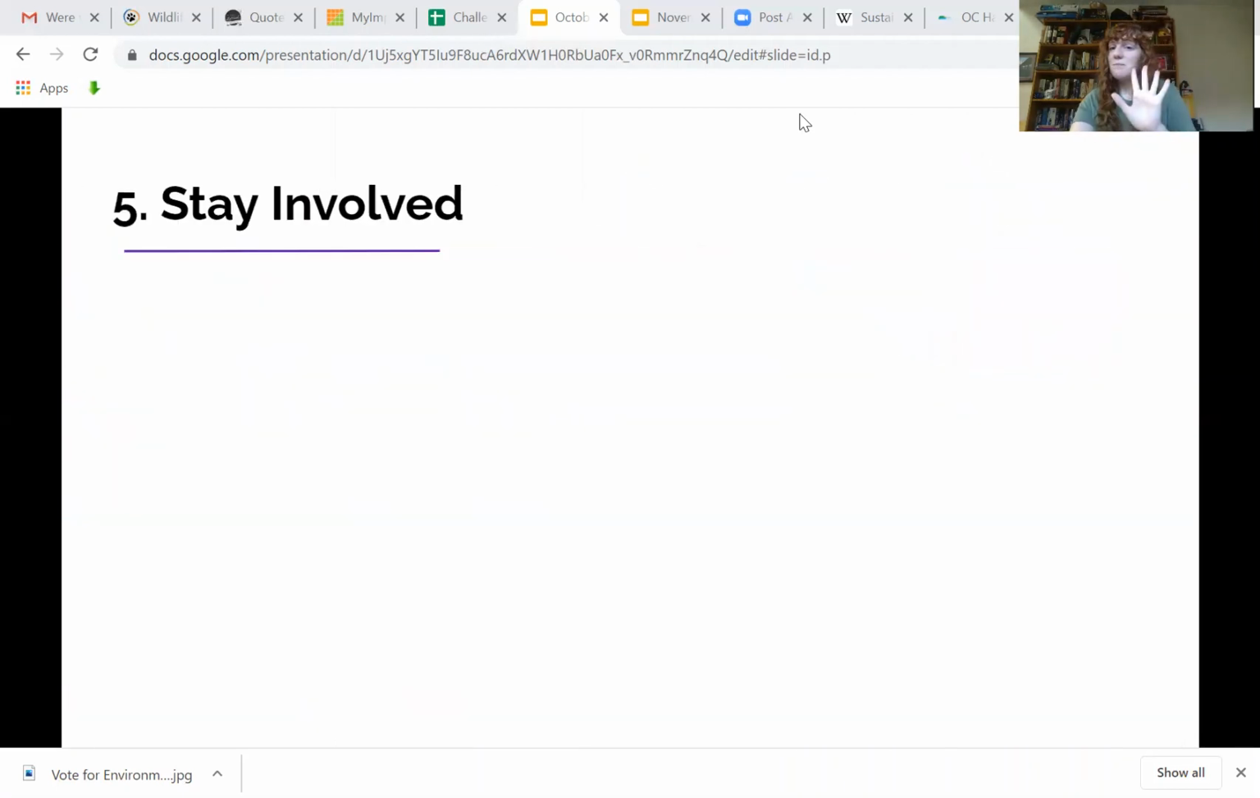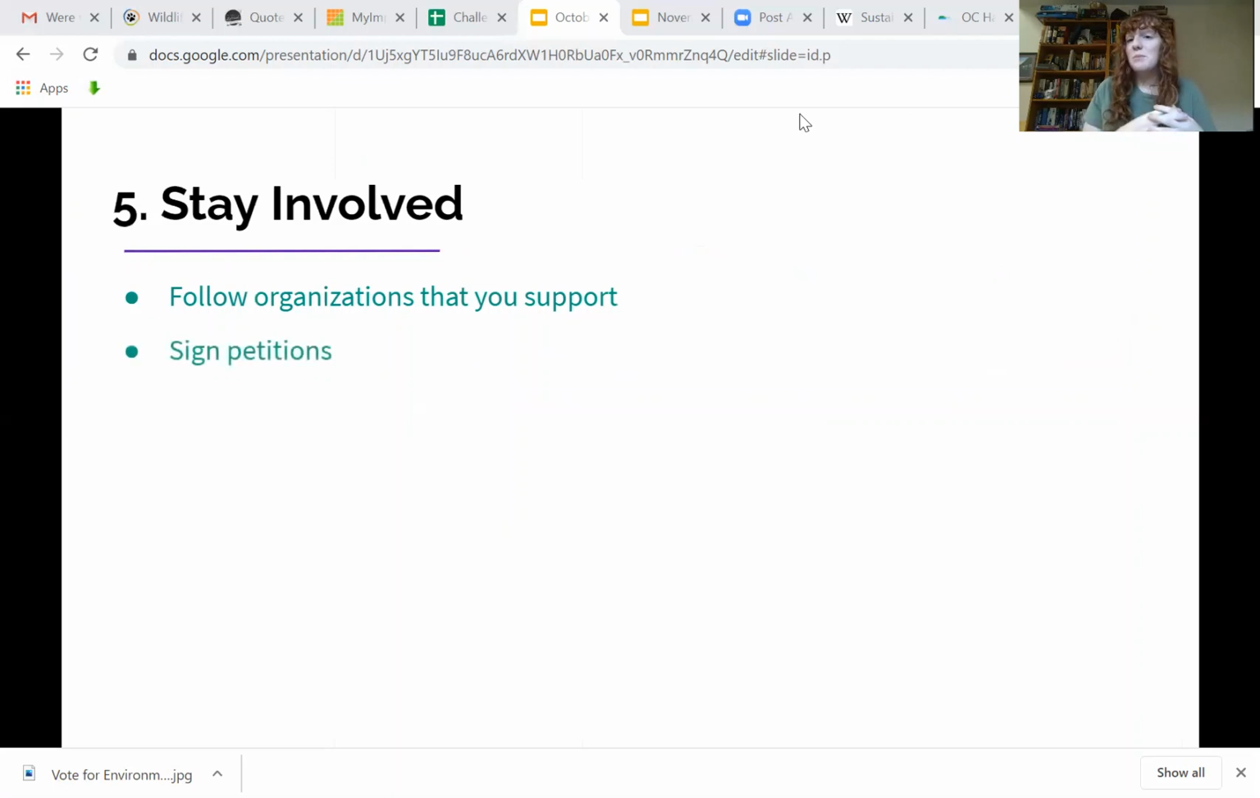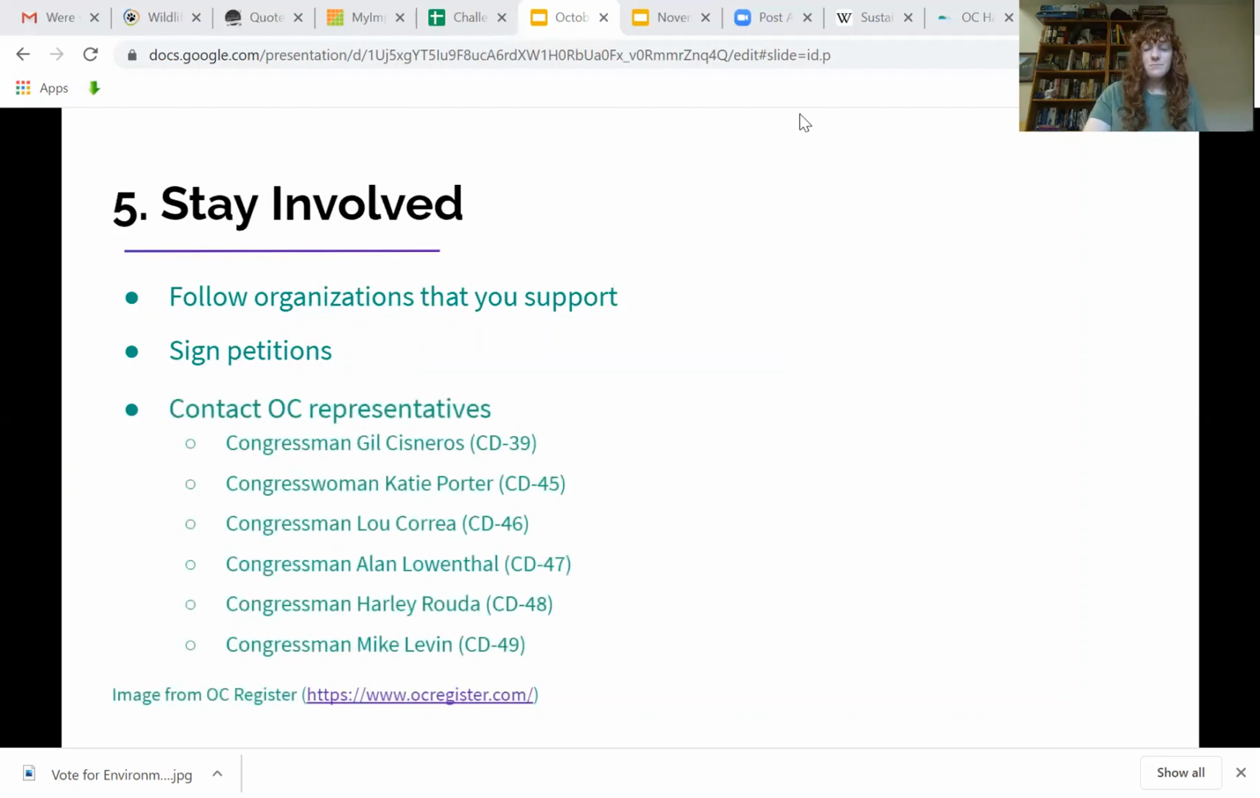And finally, step 5 is to stay involved after you voted. So you can do this by following certain organizations that you support. Like I talked about, they often have information about upcoming elections. Or you can sign petitions to continue advocating for what you believe in. You can also contact your OC representatives about things you care about.